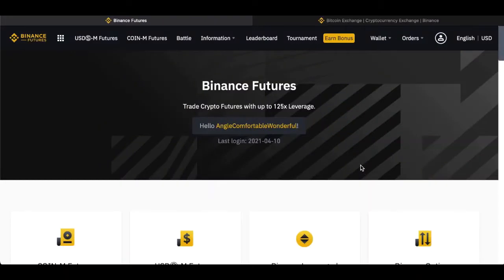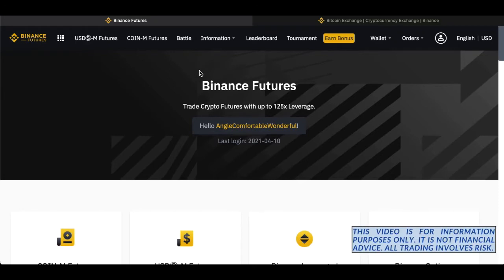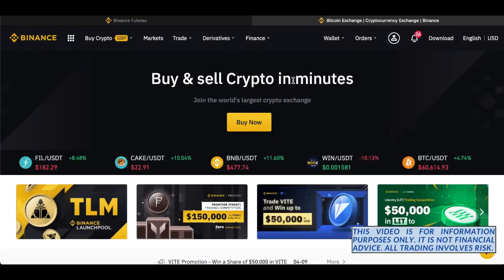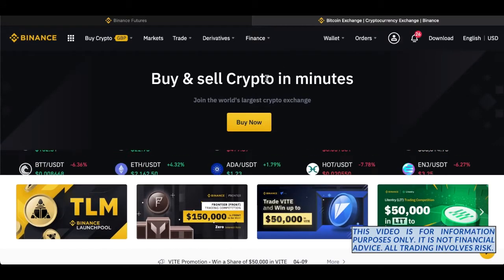Let's get stuck right in then with Binance Futures. Now you can come to binance.com/futures. There's its own site right here. You can see Binance Futures. You can come and sign up. Now I would recommend just having a Binance account first. So if you just go to binance.com, then you can sign up for an account, get everything set up.